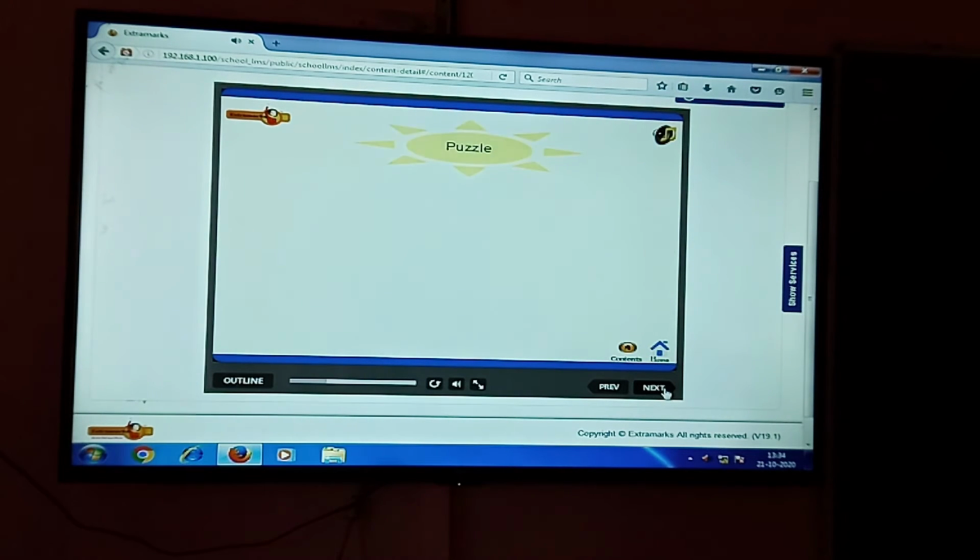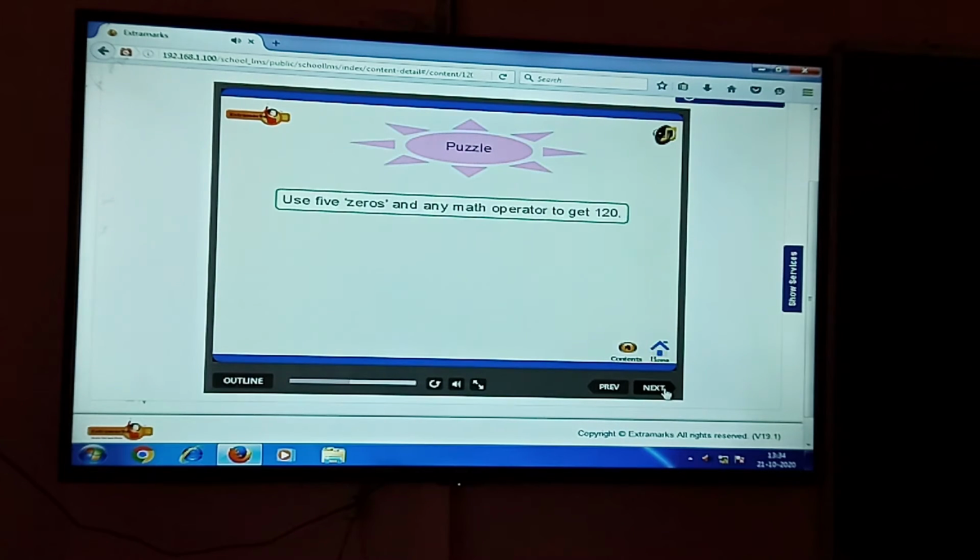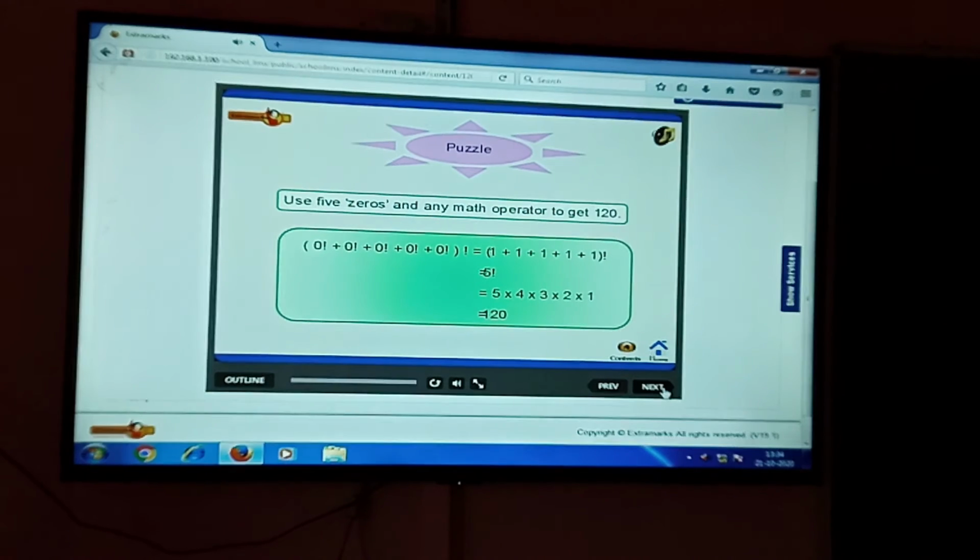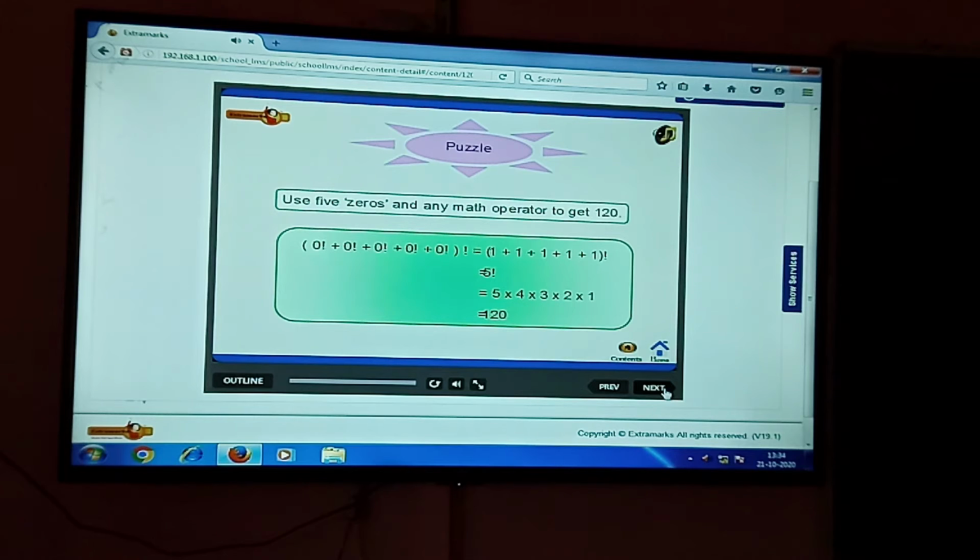Students, try this puzzle. Use 5 zeros and any math operator to get the result 120. Here is the explanation. Add 0 factorial 5 times and again find the factorial of the obtained sum. On simplifying, we get the result as 120.